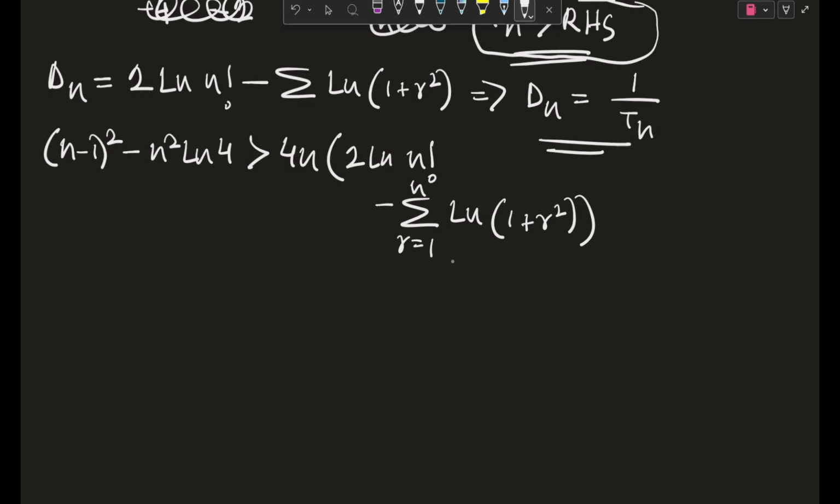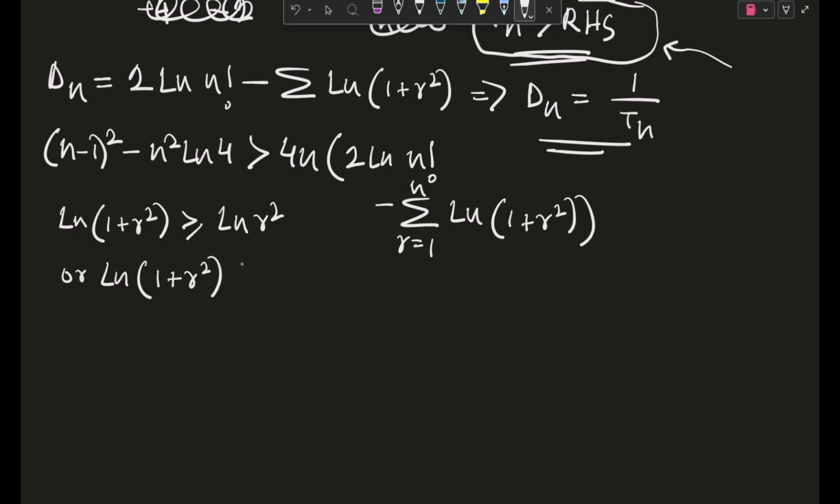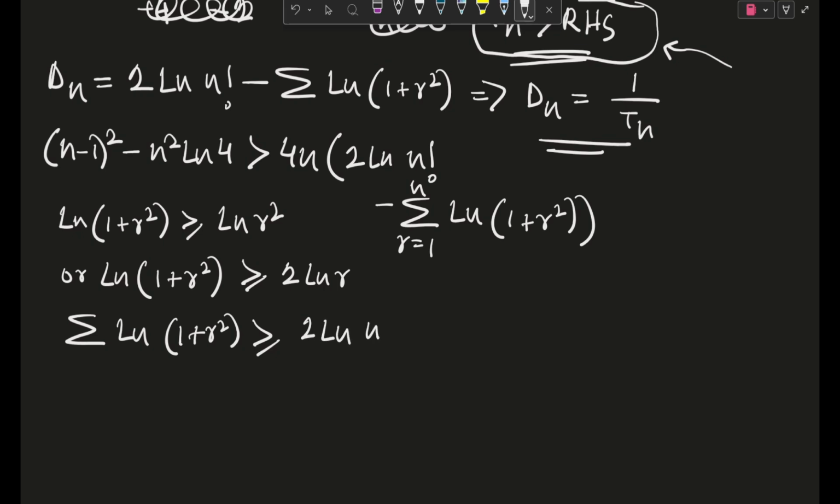I treat this as independent, as if we have not solved it already using the previous method, and we have to see whether this statement is valid or not. For that I will use the same results once again. Ln of 1 plus r square will be greater than or equal to ln r square, or I can say that ln of 1 plus r square will be greater than or equal to 2 times ln r. Now if we put sigma on both sides, this will become greater than or equal to 2 ln n factorial.